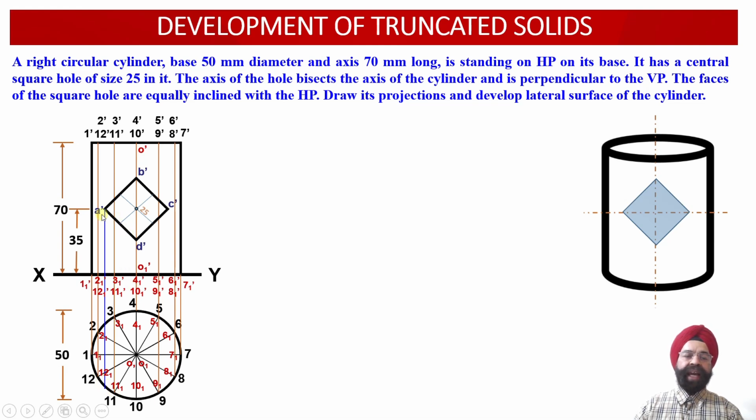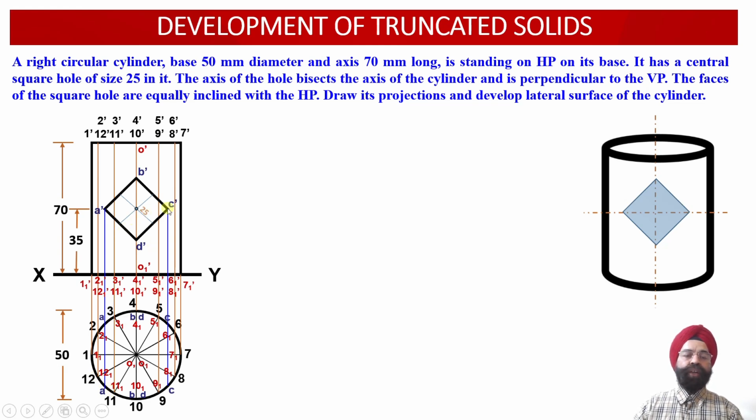So we obtain that point A dash location can be obtained on the circumference of the cylinder at point A on the rear side between points 2 and 3. Similarly, point A can also be located on the front side between the circumference points 11 and 12 over here.